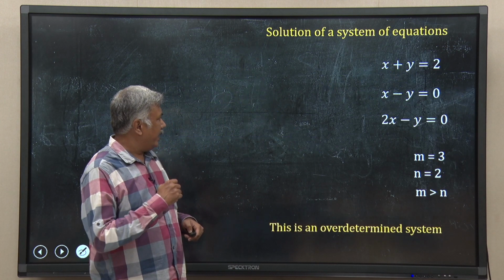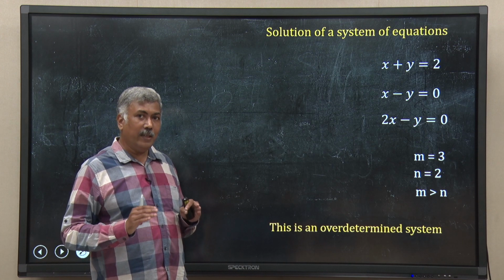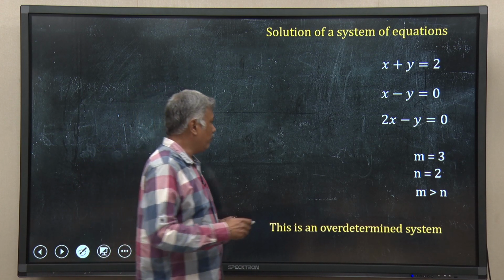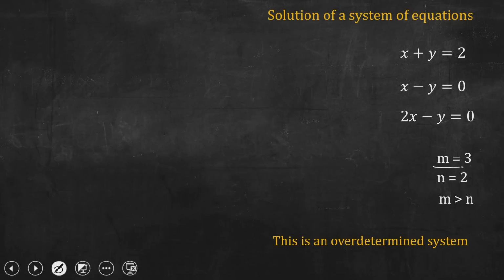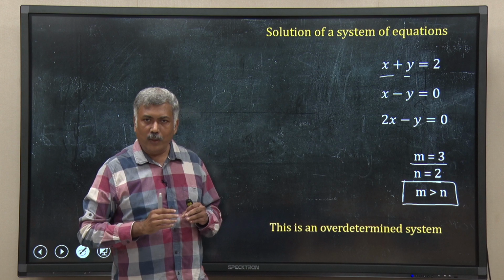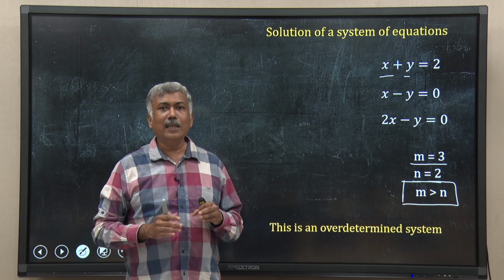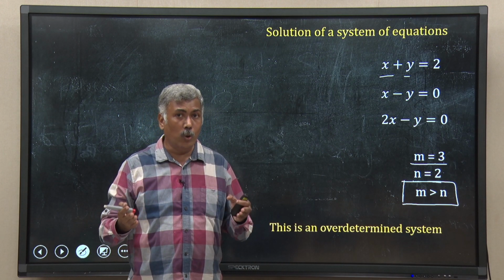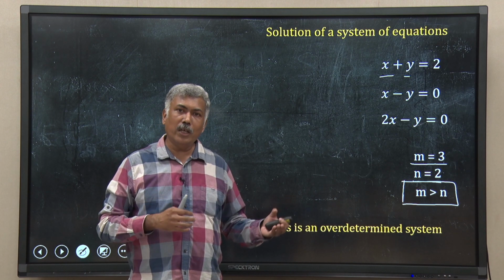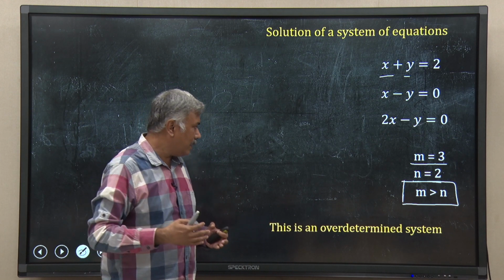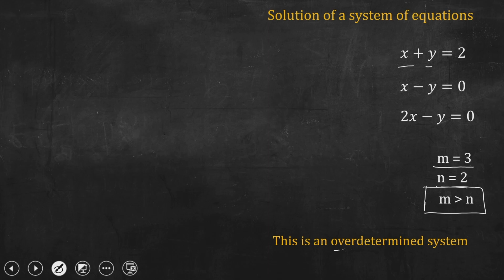Now, let me take another example. I have increased the number of equations. So, my m is 3, the number of equations is 3, but how many variables are there? 2, x and y. So, n equal to 2, that means my m is greater than n. The number of equations is more than the number of variables or unknowns, right. So, I have more equations than unknowns. This system is called an overdetermined system.